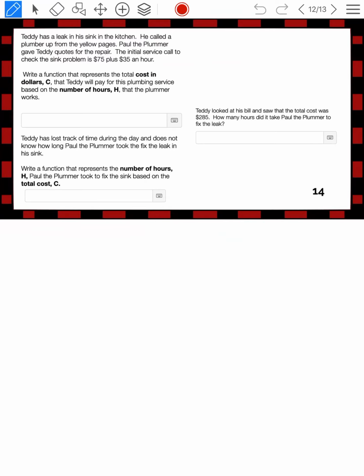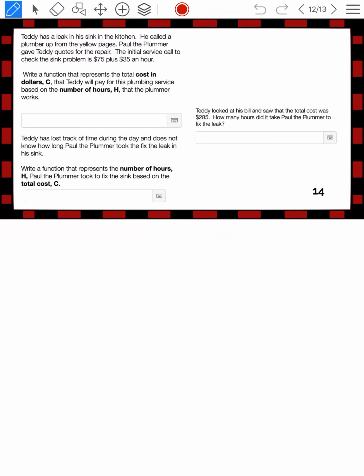Just another example of the word problem in case you're feeling like we moved a little bit too quickly at the end of class today. So I am looking at the last word problem from the Desmos, which was on slide 14 in Desmos, and it is about Teddy and his leak in his sink. So Teddy has a leak in his sink.